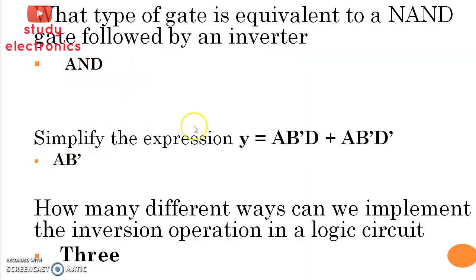Okay. Next, simplify the expression y equal to A B bar D plus A B bar D bar. So we can take A B bar as common. A B bar into (D plus D bar). So D plus D bar is 1. We get the answer as A B bar. Next, how many different ways can we implement the inversion operation in a logic circuit? That is 3. In 3 different ways we can implement the inversion operation in a logic circuit.